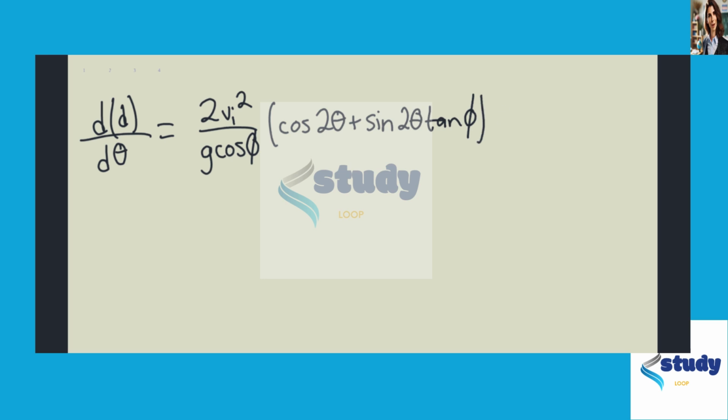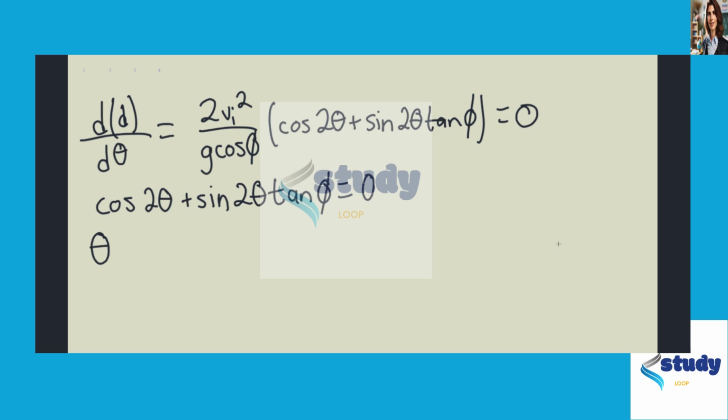Set this equal to 0 and solve for theta. So cosine of 2 theta plus sine of 2 theta times tangent of phi will equal 0. Therefore, theta will equal 1/2 times arctan of negative 1 over tangent of phi.